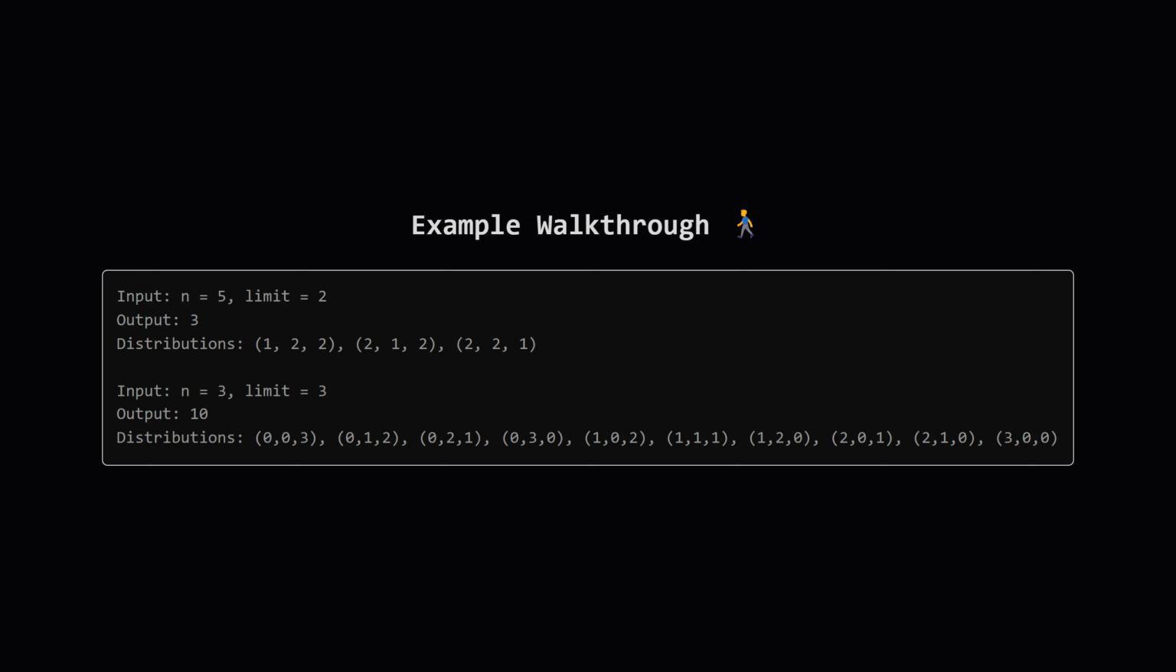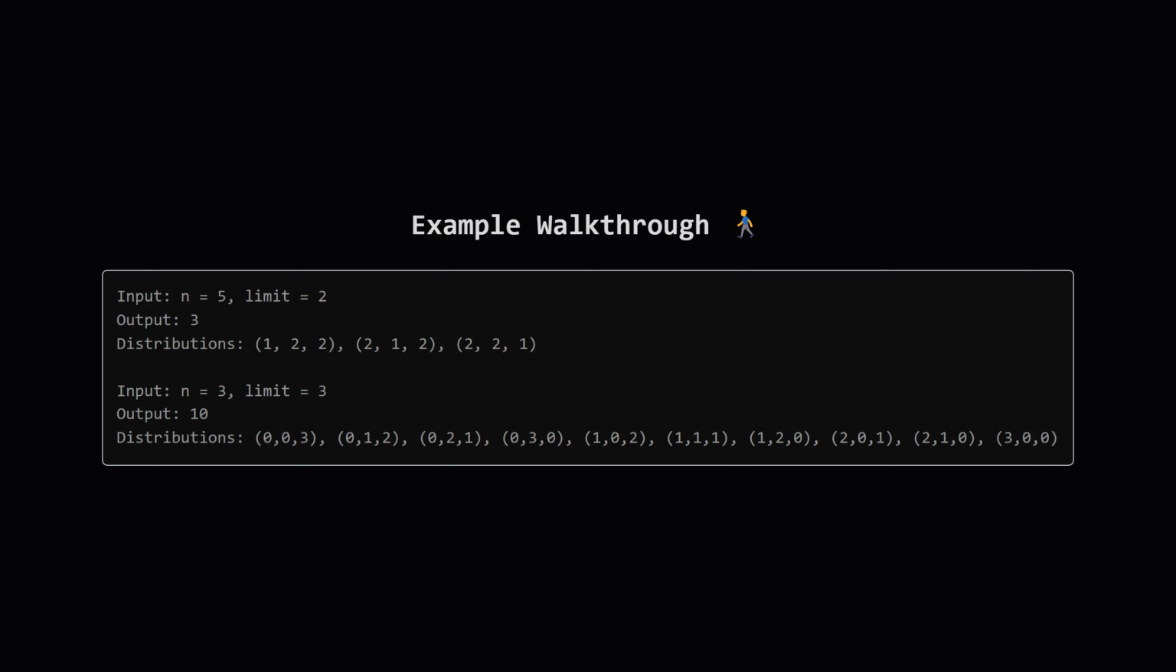What if child 1 gets 2 candies? Then 3 are left. Child 2 could get 2, the limit, leaving 1 for child 3. So, 2, 2, 1 is another way. Child 1 can't get 3 candies, because that's over the limit of 2. So, it seems like we found 1, 2, 2, then 2, 1, 2, and 2, 2, 1. That's 3 ways, just like the example says.